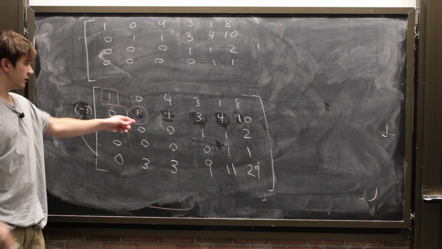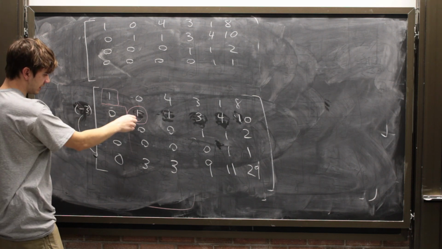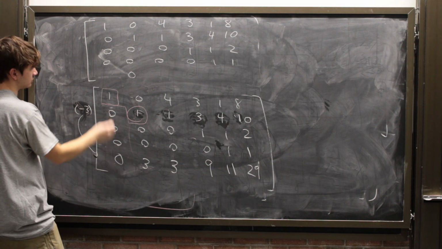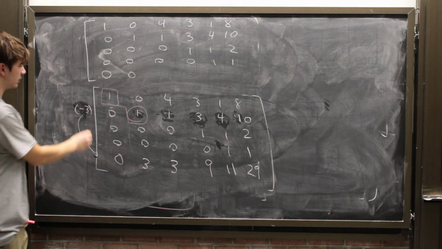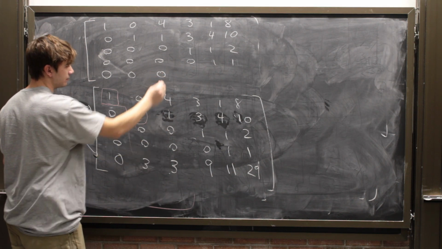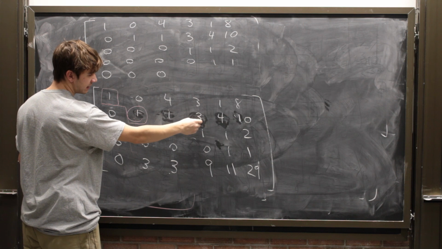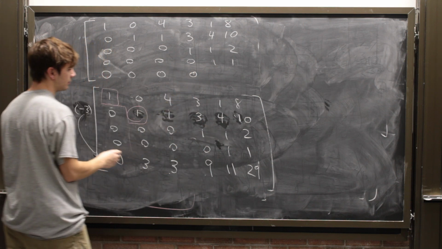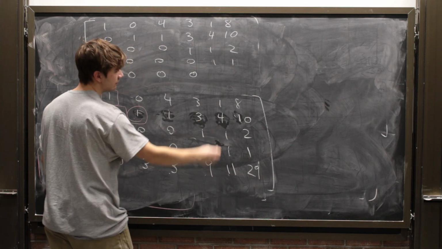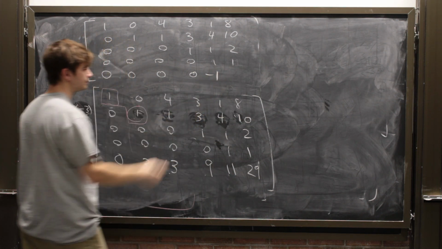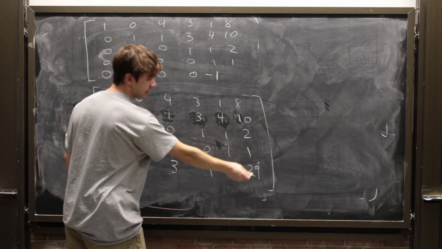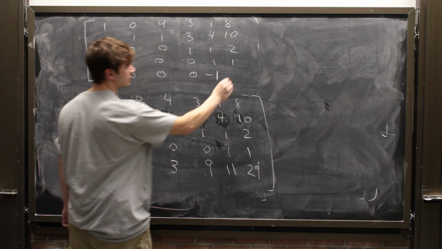All right, so negative 3 times 1 is negative 3 added into this 3 is a 0. This guy is 0, 0, so there's 0 here. Now negative 3 times this 1 is negative 3 added into this 3 is 0. Negative 3 times this 3 is negative 9 added into this 9 is 0. Negative 3 times 4 is negative 12 added into the 11 is negative 1. Negative 3 times 10 is negative 30, added into the 29 is a -1.